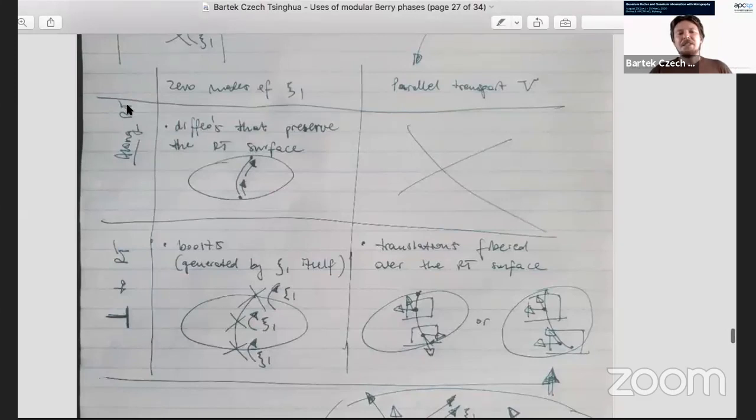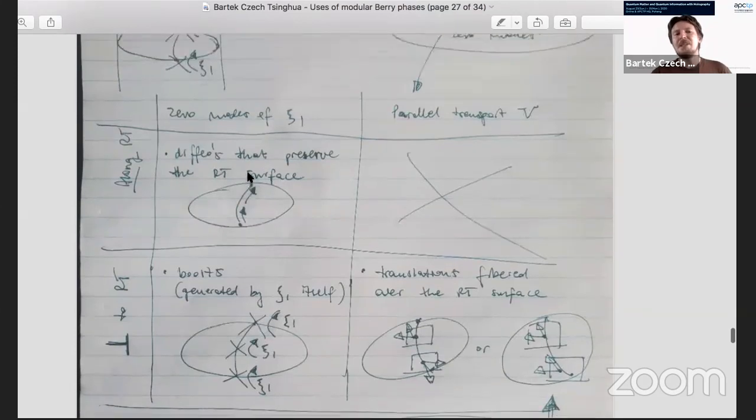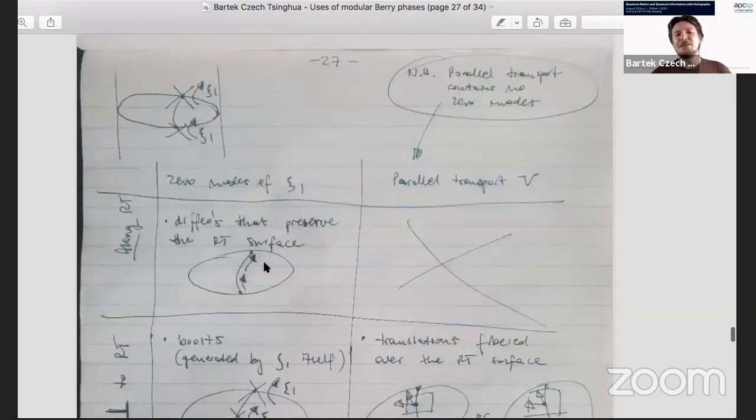The first thing to say is that whatever components we have along the RT surface, by definition, because they're pointing along the RT surface, they preserve the RT surface. And if they preserve the RT surface, then they are by definition zero modes.